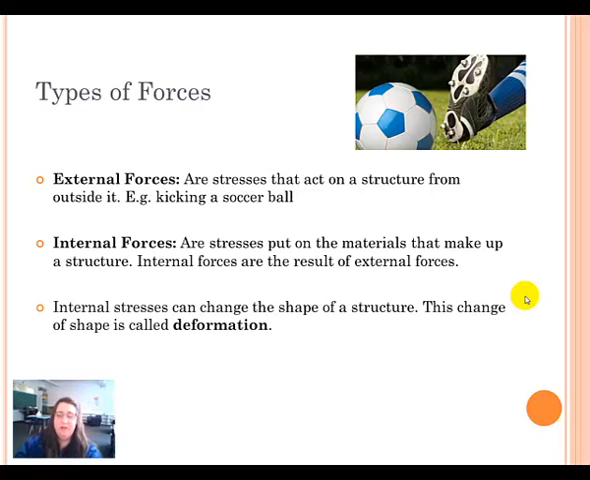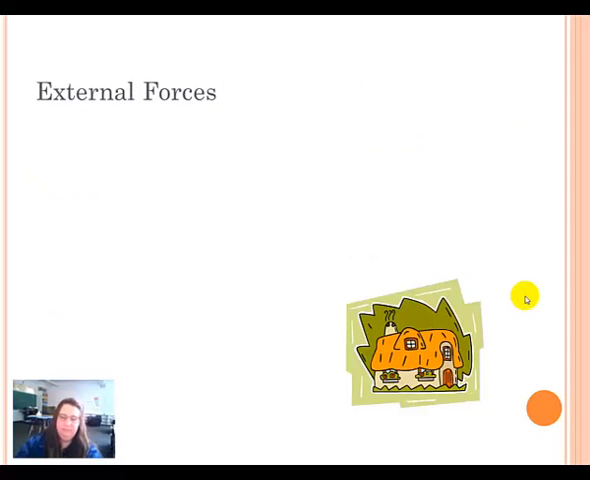So internal stresses can change the shape of a structure. So when you push on a ball and the ball sort of squishes in a bit, you deform the ball. These stresses on a structure can change the shape, and when we change the shape of something, we say it is deformed, and scientists refer to the process of changing the shape as deformation.